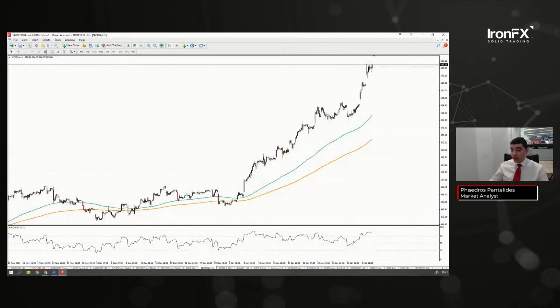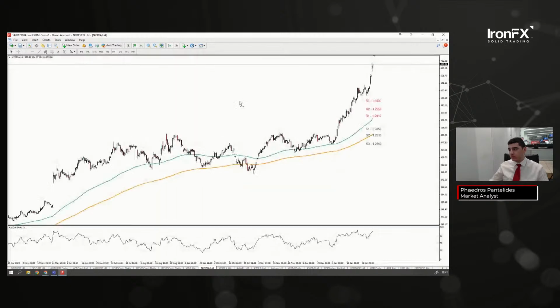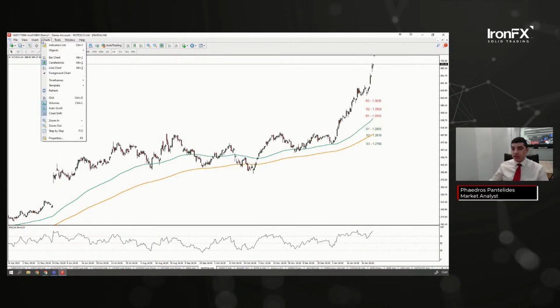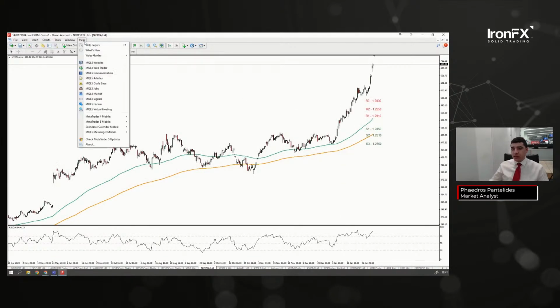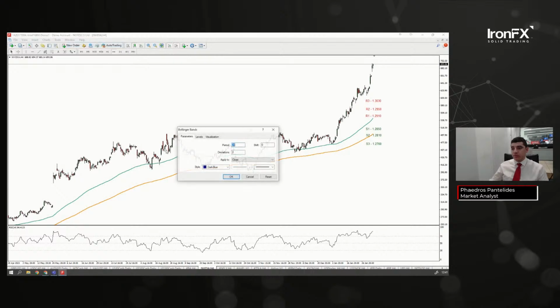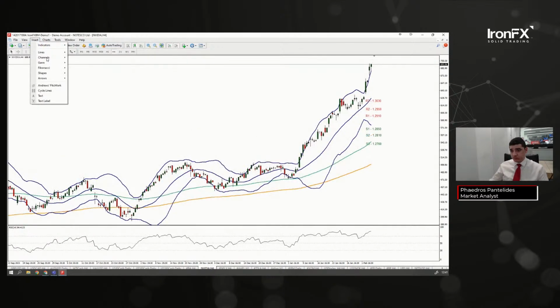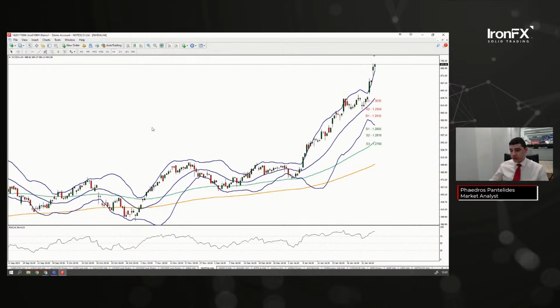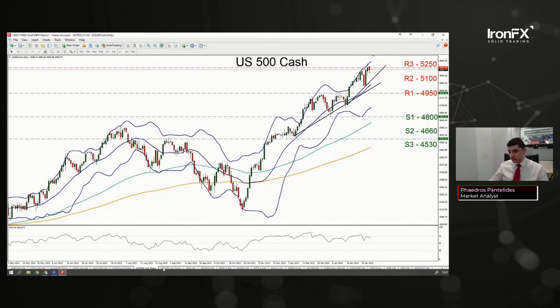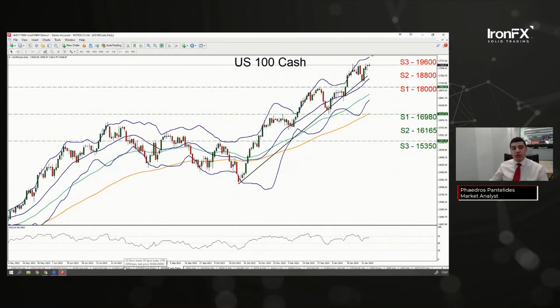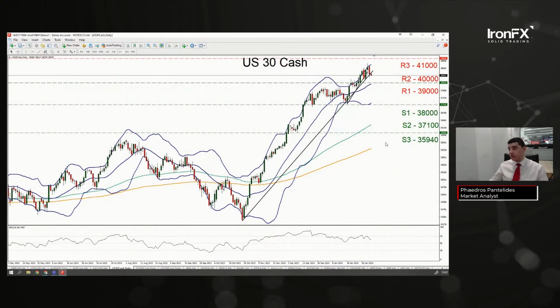So look at NVIDIA. Let's add an indicator as well. So Bollinger Bands, maybe some volume. Actually, let's look at the S&P and then the Nasdaq. Might be more interesting than looking at NVIDIA.